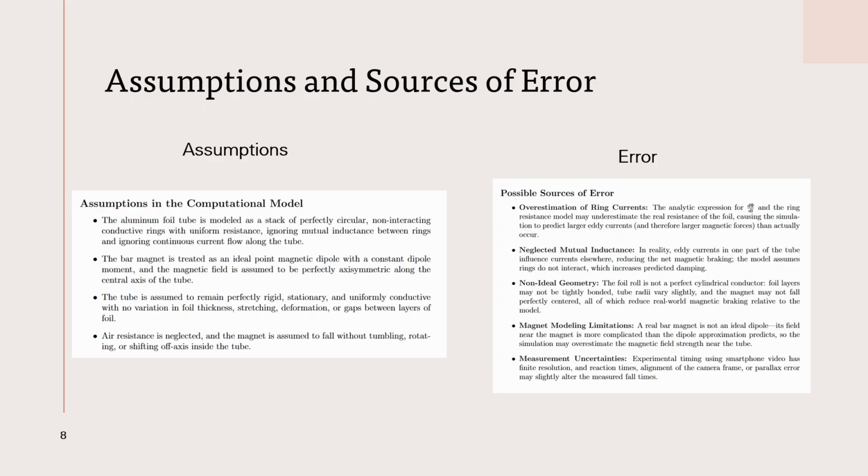This leads to possible sources of error, which include the overestimation of ring currents, which could be caused by the neglecting of the mutual inductance between the different parts of the tube, and the fact that the foil roll itself is not a perfectly cylindrical conductor.